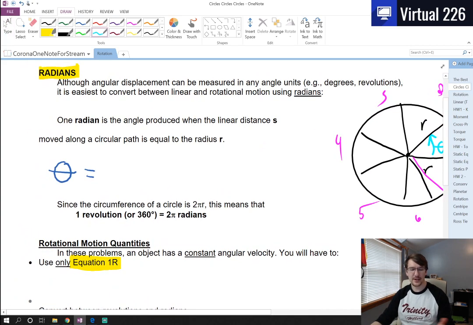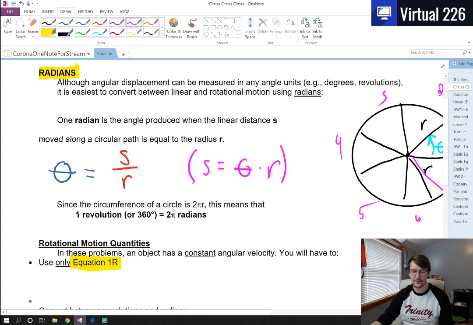Now, because of this moving along a circular path, and if we look at our angular to linear conversions, we can say that an angle can be thought of as a linear distance divided by the radius, and that's because if you look at your old best friend, we can see that the linear distance s or x, depending on how you like to write it, can be thought of as theta times r, okay? And that's all on our best friend sheet.